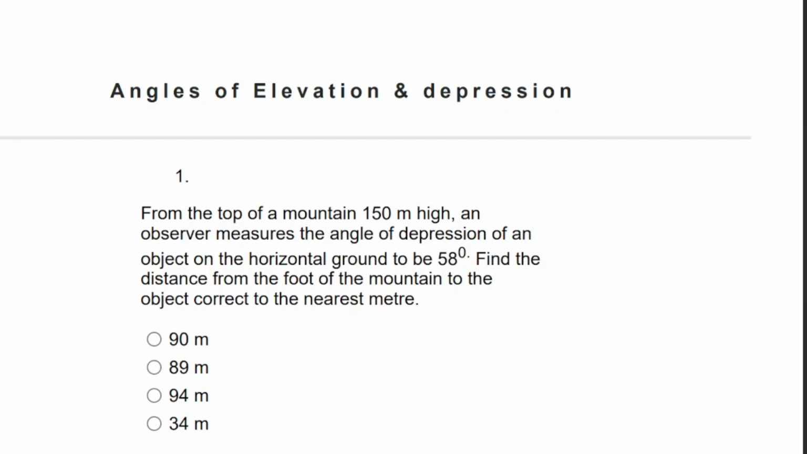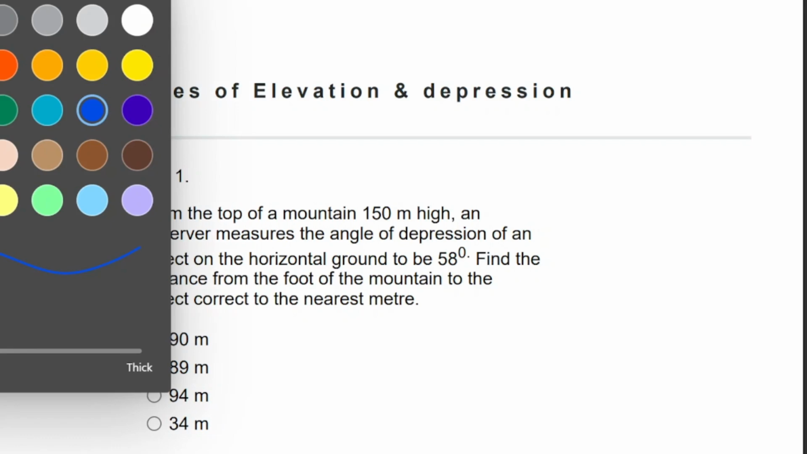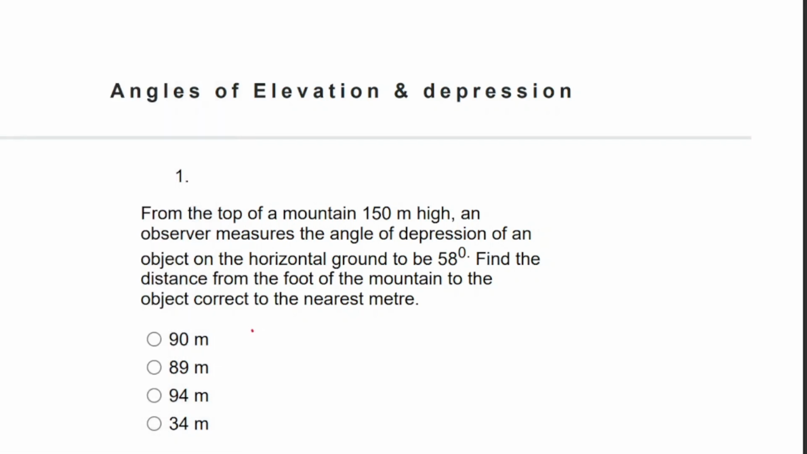So for this, from the top of a mountain, 150, that is, the mountain is 150 meters high. So that will be the first thing we're going to do. We sketch the mountain. Let's say this is the mountain here. It is 150 meters high. An observer measures the angle of depression. The observer is at the top here. So this is the horizontal level of the observer of an object on the horizontal ground. This is the horizontal ground here.